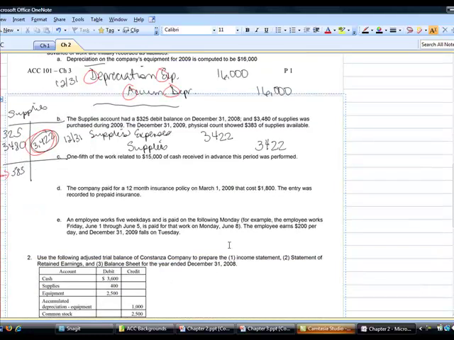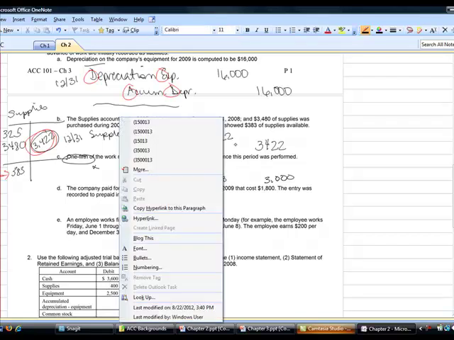All right, C says 1/5 of the work related to $15,000 of cash received in advance was performed. Okay, so the adjusting entry is not the cash received. The adjusting entry is back in the year we got cash in advance. Now we realize 1/5 of that actually got earned. Okay, so we need to record revenue, and I'm going to skip my debit here because I know my credit is to revenue. If I earn it, I get to record revenue, and 1/5 would be 3,000, right? 15,000 divided by 5.